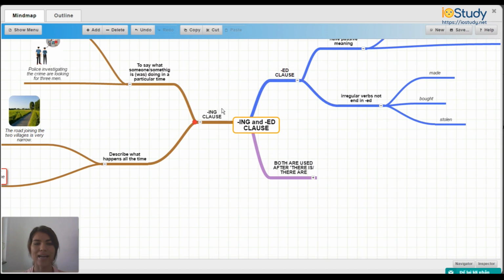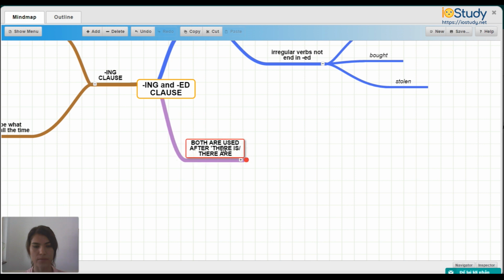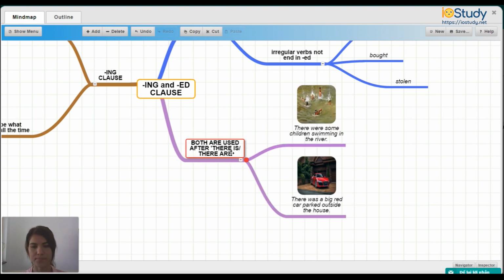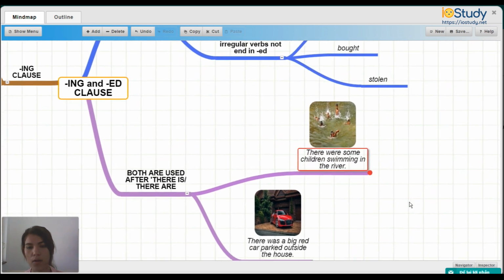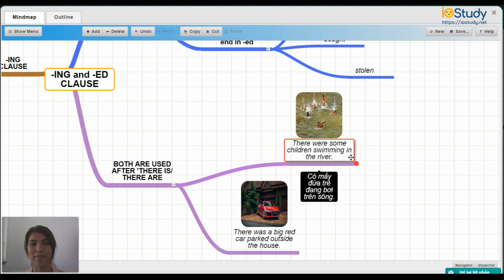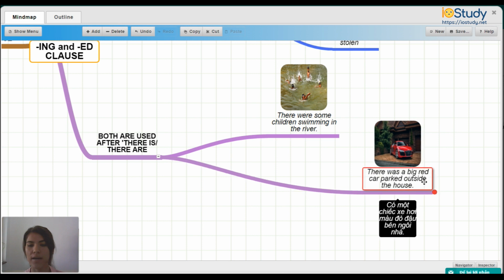So that was ed and ing clauses. Let's go to when both are used. We use both after there is and there are. So for example, there were some children swimming in the river. And there was a big red car parked outside of the house.